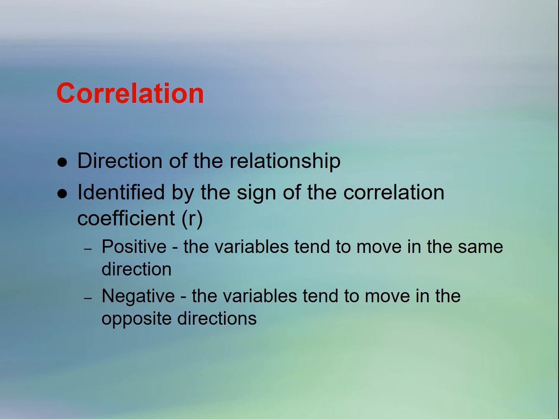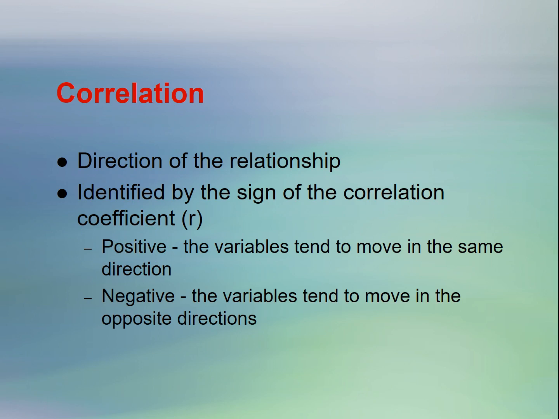R can be a positive value. When it is a positive value, it means the variables tend to move in the same direction. For example, if I am taking the temperature outside and the sales of ice cream, I measured two sets of scores and looked to see how the variables varied. What I am going to find out is when the temperature goes up, the sales of ice cream increase, and when the temperature goes down, the sales of ice cream decrease. So that would be an example of positive correlation.